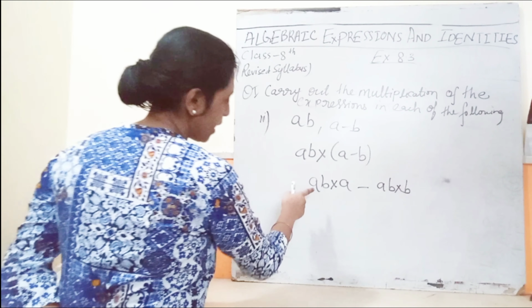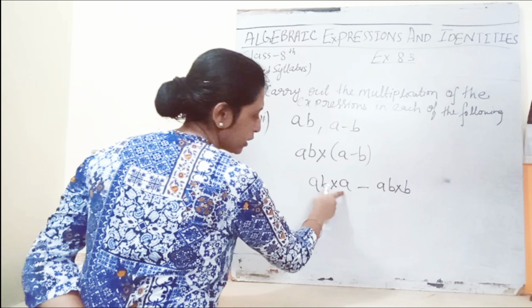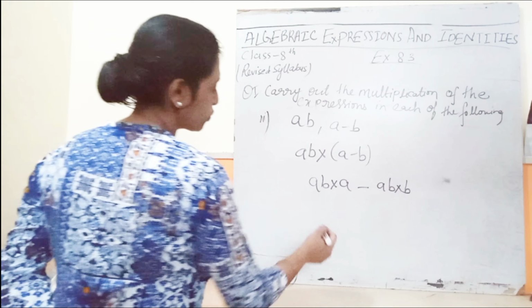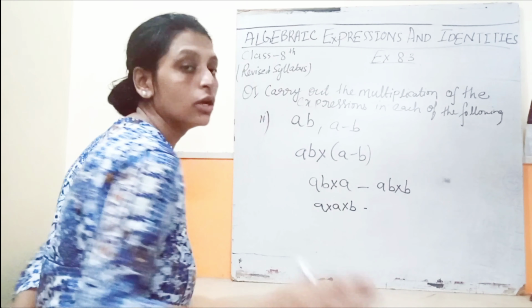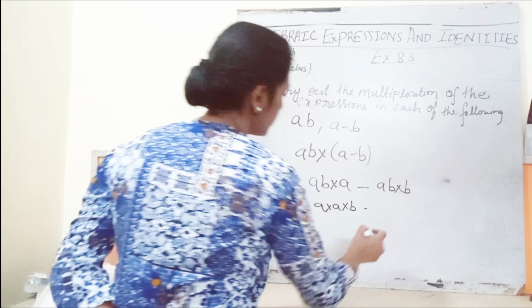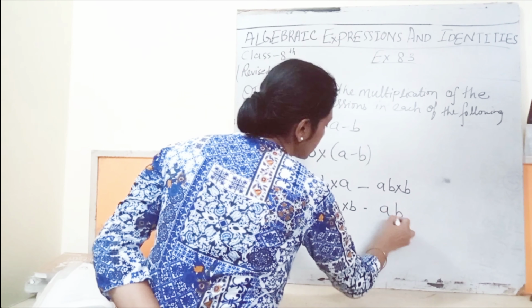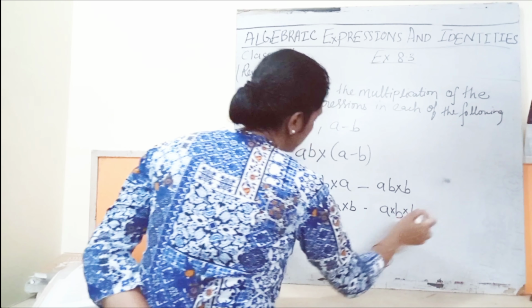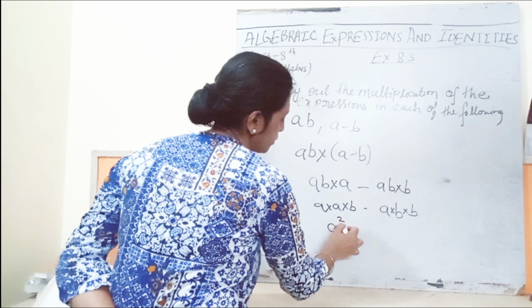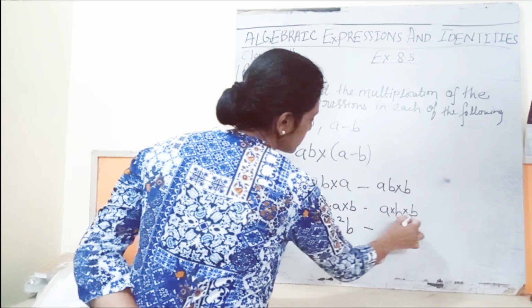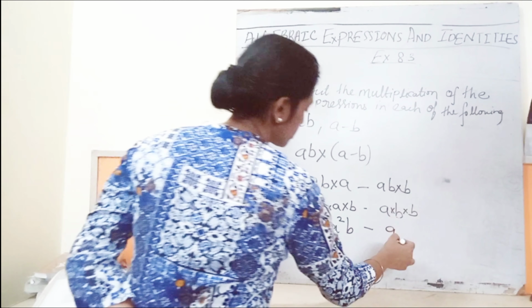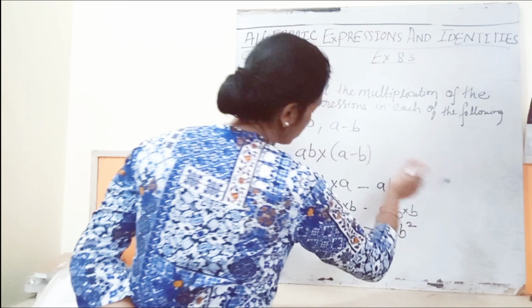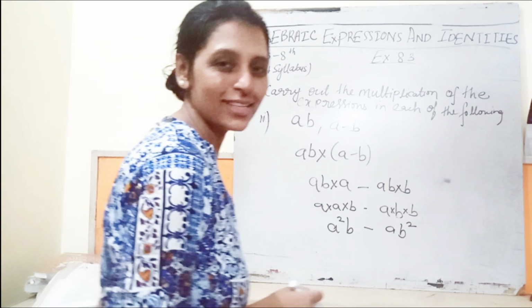Now a and a have the same base, so you can apply the laws of exponents. When the bases are the same, the powers get added, so it will be a square b minus, and here b into b also have the same base, so the powers get added and the answer will be a square b minus ab square.